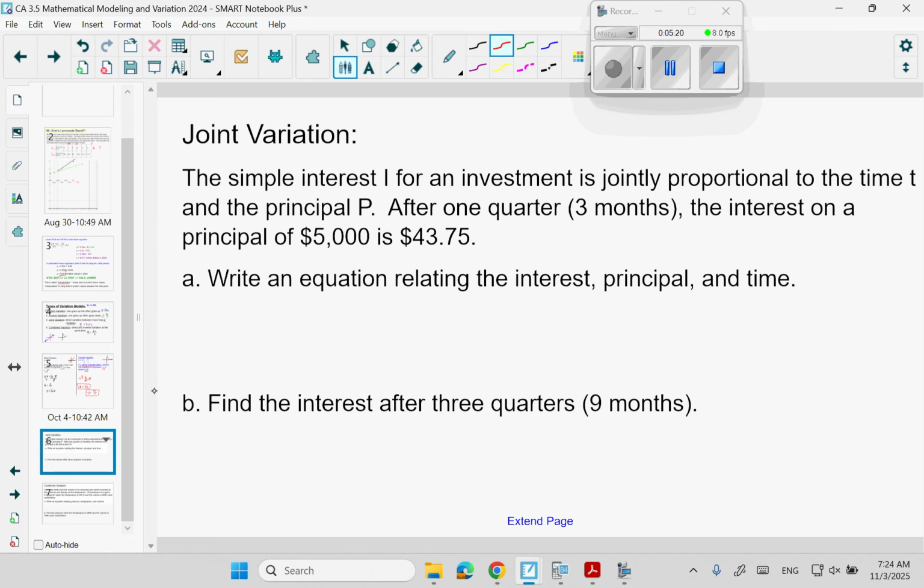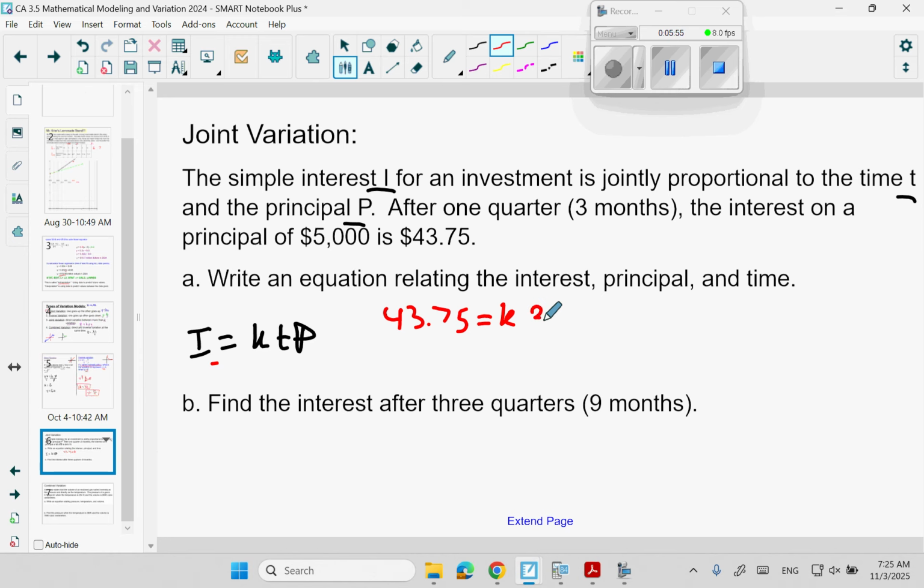Joint variation. The simple interest I for an investment is jointly proportional to the time t and the principal p. So we get I equals ktp because they're jointly proportional. So I'm multiplying all of them. After 1/4, 3 months, interest of 5,000 is 4375. Write an equation. So find that k basically. The interest is 4375 equals k times 1/4 or 3 months.